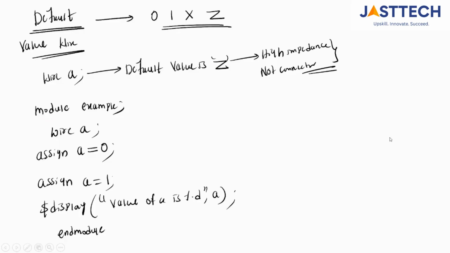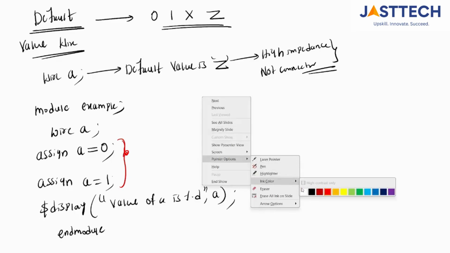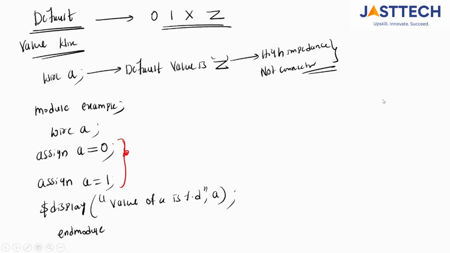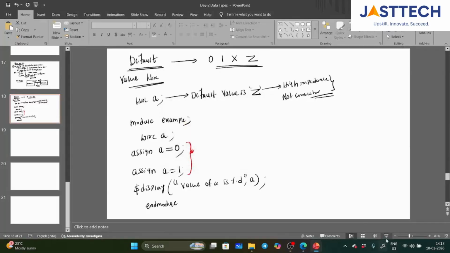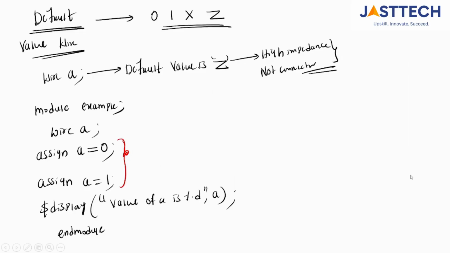Value of A is 1 now. How are you telling the value of A is 1? First, it's continuously driving, right? So A will be assigned 0, and after that I am assigning A equal to 1.